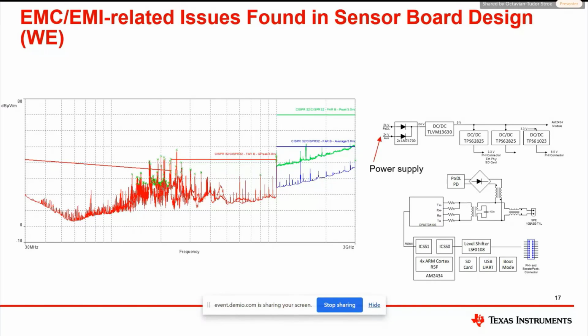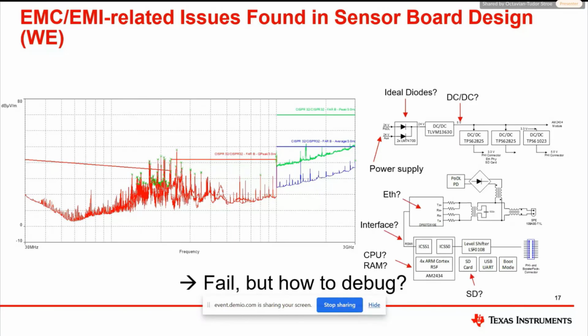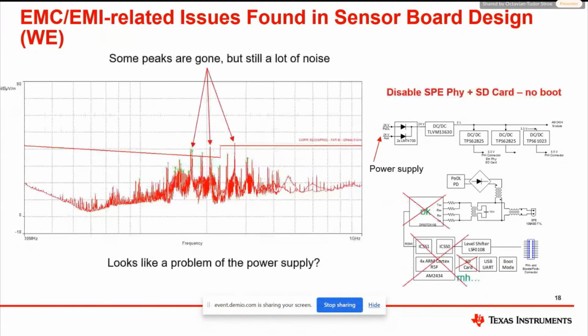But you might ask yourself, okay, it's failing. How do we debug it? Because it's such a complex system. We have communication, we have different power supplies, subsections of the power supplies. We have so many components on the board. How do we start? Now, we have the ideal diodes. We identify that we have a couple of DC to DC converters, the Ethernet PHY, all of the interfaces, CPU, RAM, SD card. The easiest way, let's check the power supply section.